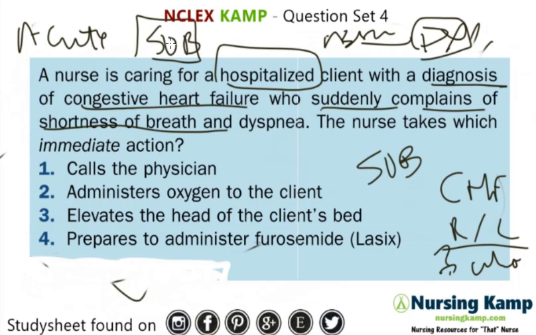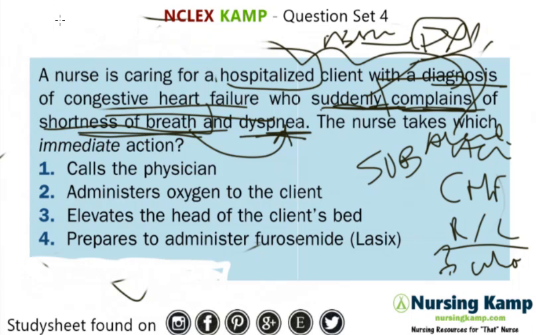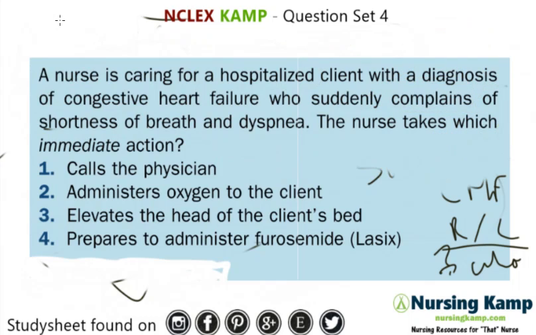So I walk into the room, patient with CHF, suddenly complains. Suddenly is acute. Complains, so still alert, he knows what's going on. Short of breath, and in case I missed that, dyspnea too. So I have short of breath and dyspnea. That's acute. All right, let's keep going.